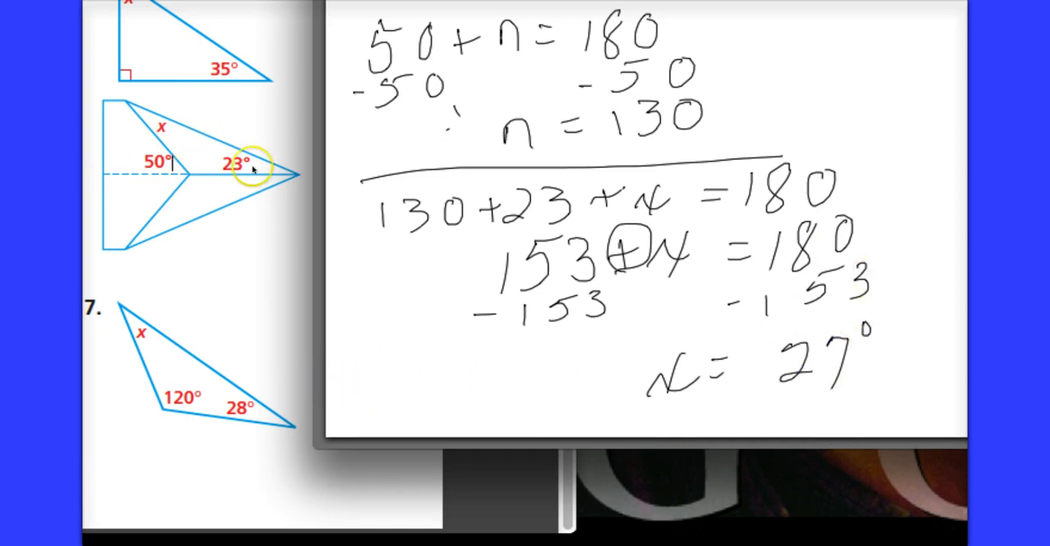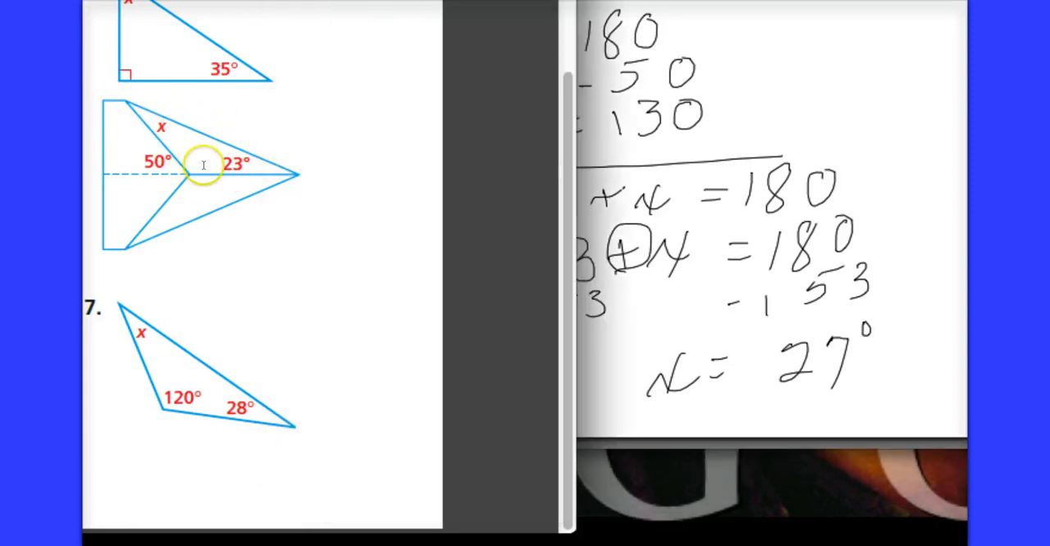So remember, when you have an example like this, you first need to find this missing angle here. You're either going to have complementary angles or supplementary angles. And once you find this one here, now you've got two angles in this triangle, because this is the shape. This is your triangle right here. And to find what this is, you first need to find the supplement of the 50. Okay?